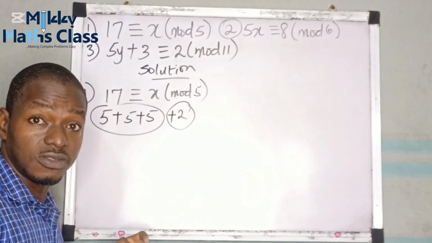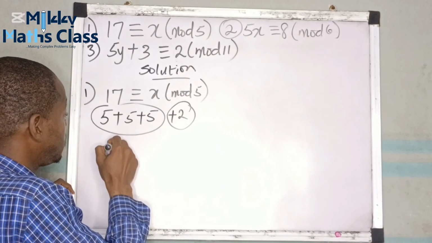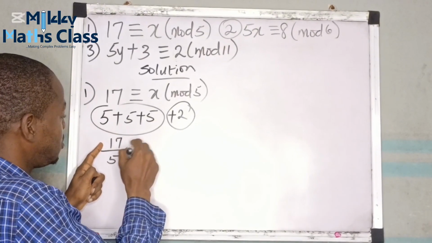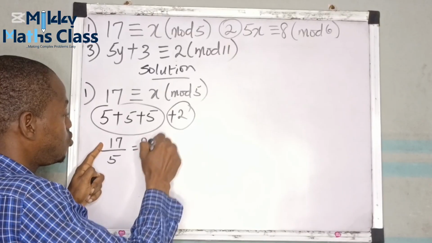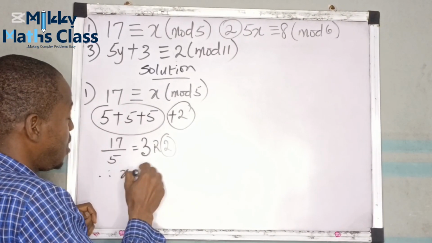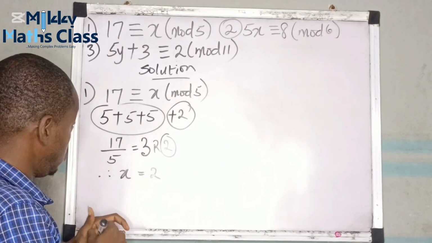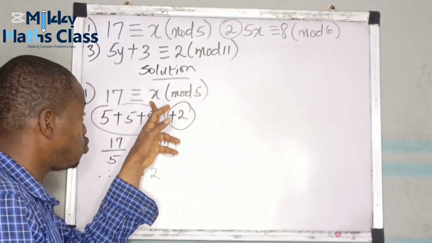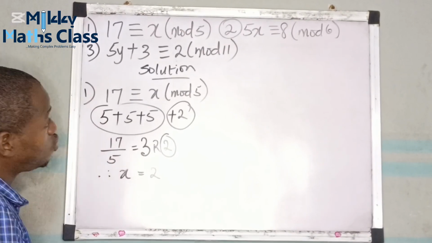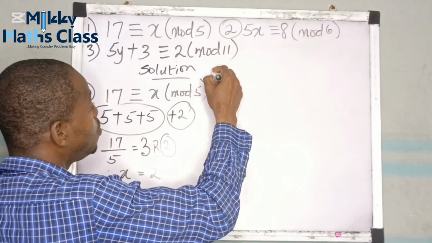Another way we can do it, we can say 17 divided by 5. 5 in 17, that's 3. Remainder 2. So that means our x, therefore our x is equals to 2. So 17 is equivalent to 2 modulo 5. Let's look at number 2.